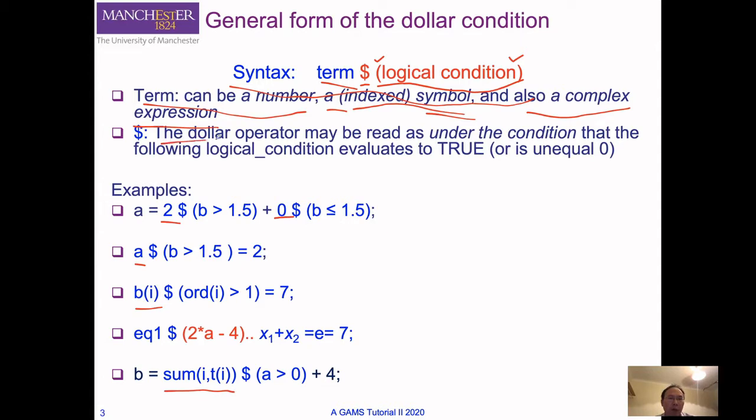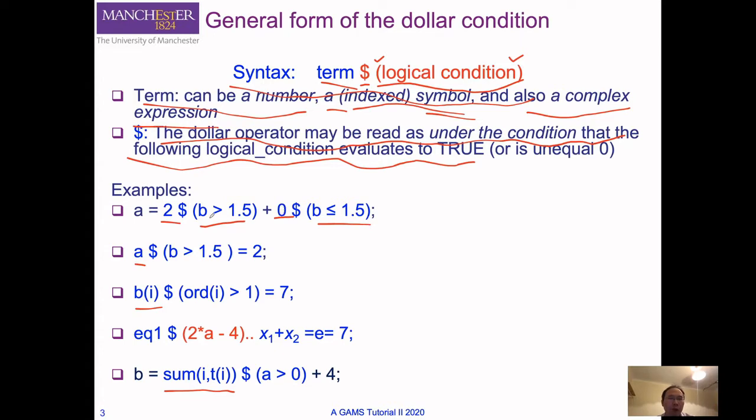The dollar operator may be read as under the condition that the following logical condition evaluates to true or is not equal to 0. That means if the logical condition is true, is not equal to 0, then we have this term. For instance, in this example, if b is greater than 1.5, then a is equal to 2. If b is less than or equal to 1.5, then a is equal to 0.